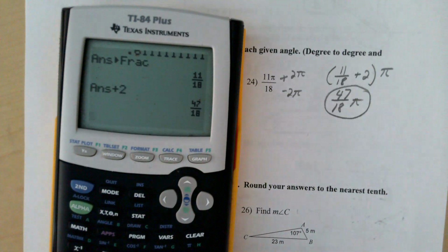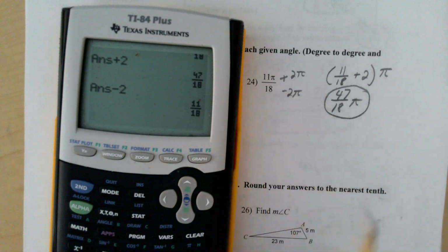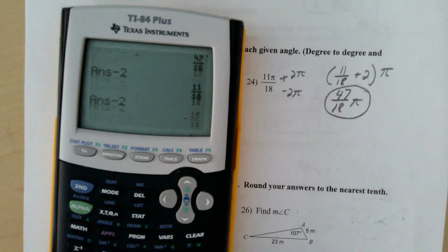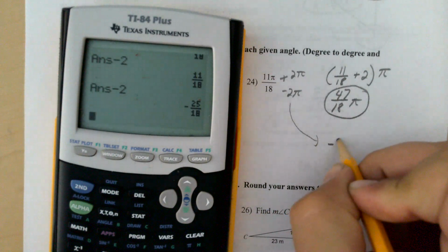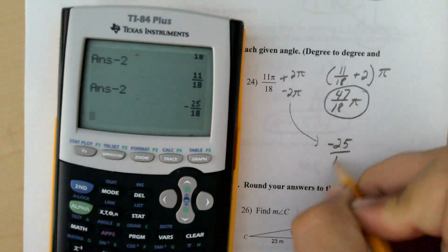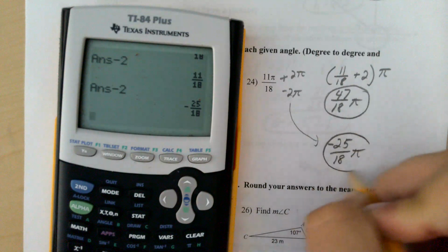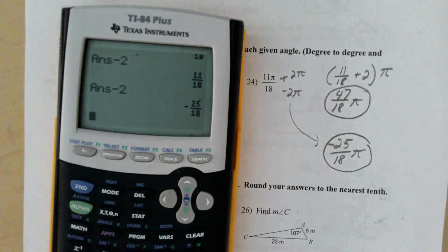So now if I subtract the 2, I'm back to my original location, and I'm going to subtract 2 again. So I see now when I subtract, I get negative 25/18 pi. Okay, so that should be very easy. Radians, coterminal, add, subtract 2. You could add or subtract 4. It's still the same, going to be the same location.